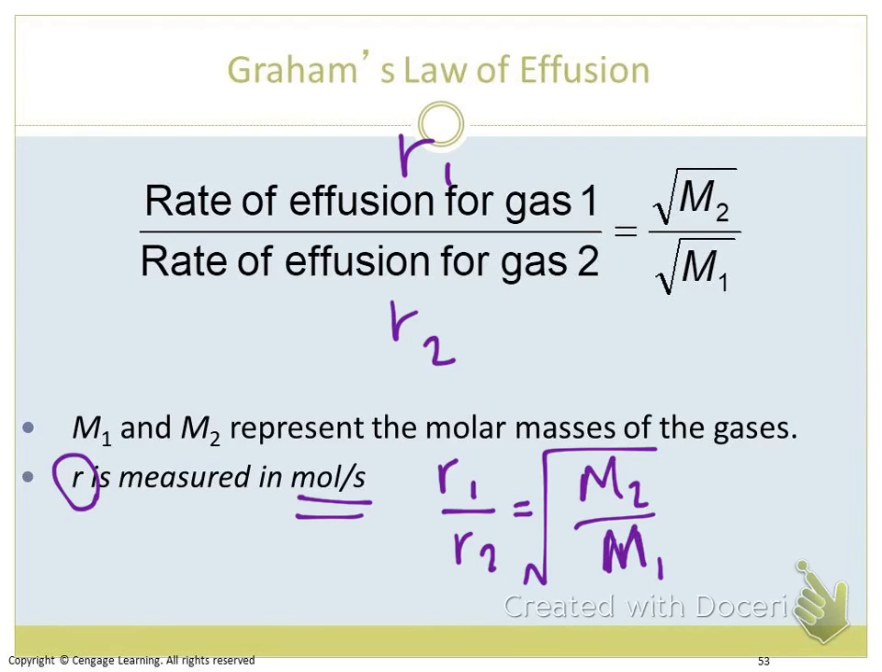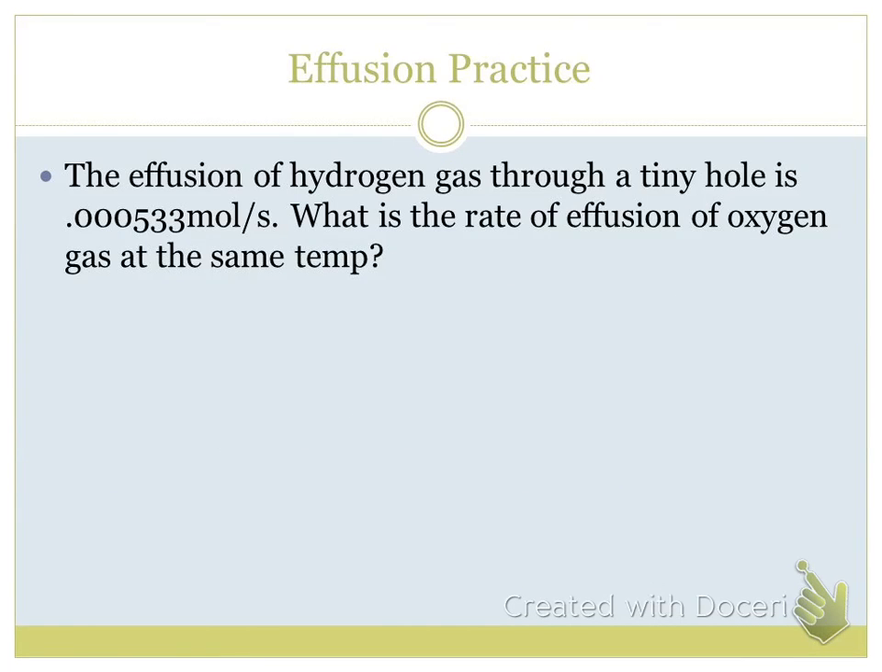That equation's on your equation sheet if you need it. Let's try this effusion example. The effusion of hydrogen gas through a tiny hole is 0.000533 moles per second. What's the rate of effusion of oxygen gas at the same temperature? So temperature doesn't play a role in the equation itself, but what has to be true is that both of these gases have to be at the same temperature in order for that equation to work. So in order for us to use that R1 over R2 equation, they have to be at the same temp.